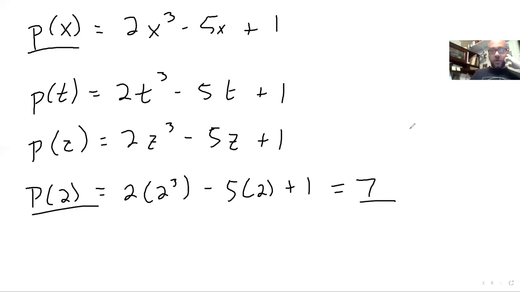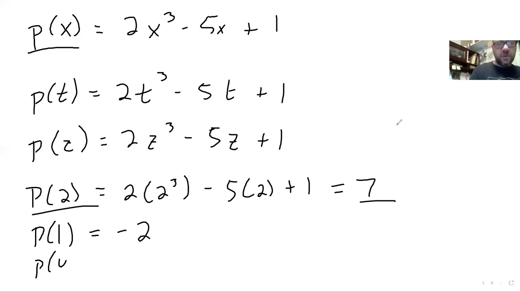And you can put in whatever number you want there. You just substitute it in for the variable. So like p of 1, which is what you get when you put in 1, is 2 minus 5 plus 1, or negative 2. P of 0 is 1. And you can identify p of 0 because all the terms that have any variables in them end up being 0 when you put 0 in for them. The only one that doesn't is the constant term, if it exists in that problem.